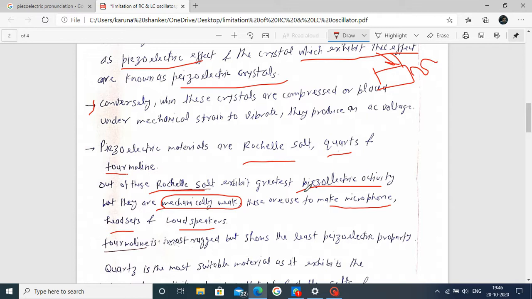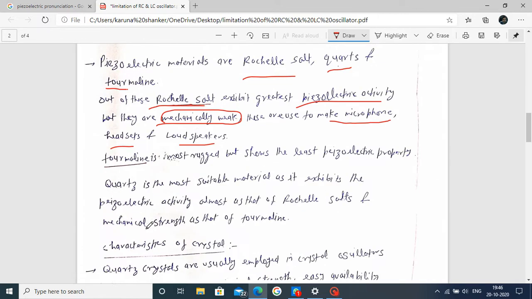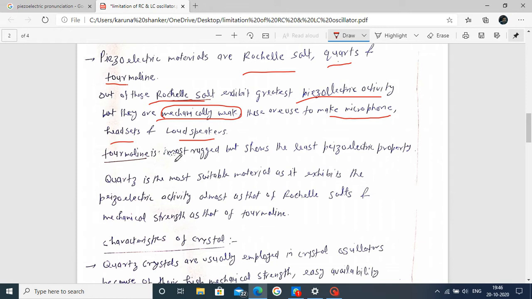But it has the greatest piezoelectric property. Next, tourmaline is the most rugged, meaning toughest, but shows the least piezoelectric property. Now the next one is quartz. Quartz has both properties, what the Rochelle salt has and what the tourmaline has. Both properties are present in quartz.